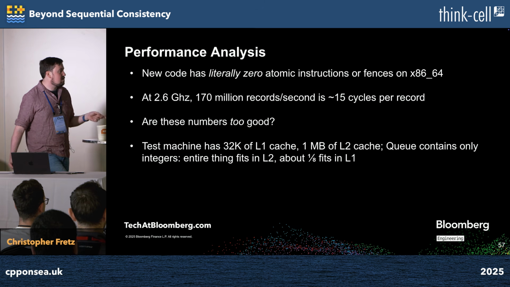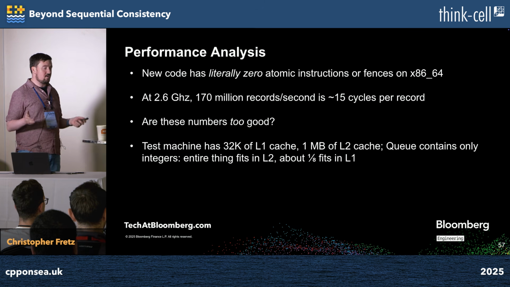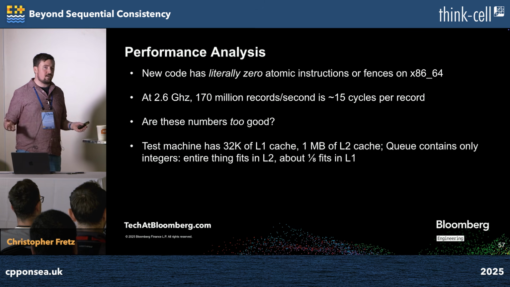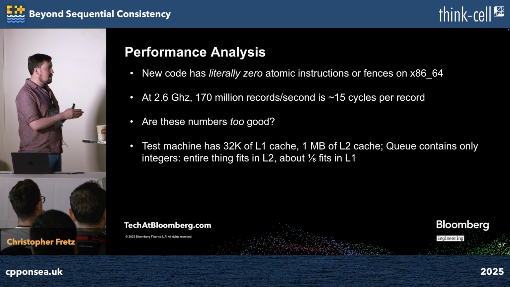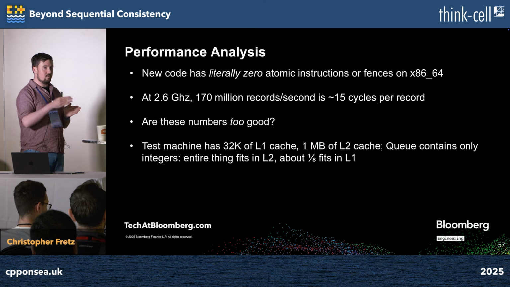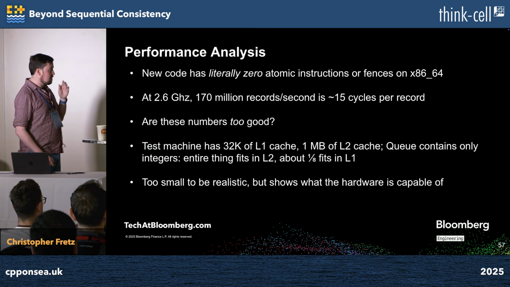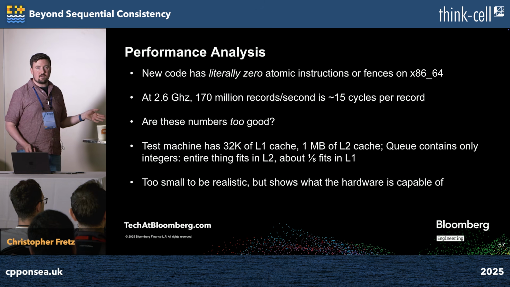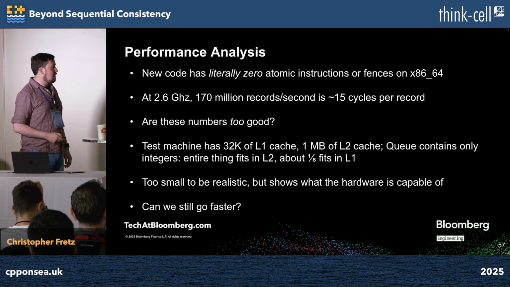And in this case here, the test machine has 32 kilobytes of L1 cache and a megabyte of L2 cache. This queue contains only integers. And so the entire thing fits into L2, and about an eighth of it fits into L1. And we have an extremely predictable access pattern here. We're just scanning over this array over and over again. And so I think this does actually make sense. This queue is too small to be realistic, but it kind of shows what the hardware is actually capable of.